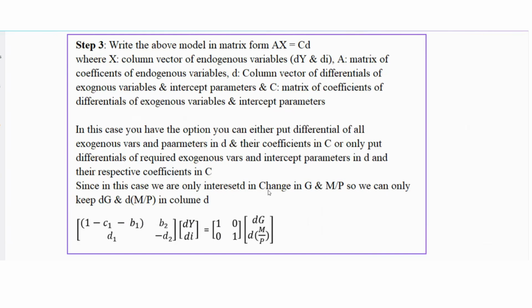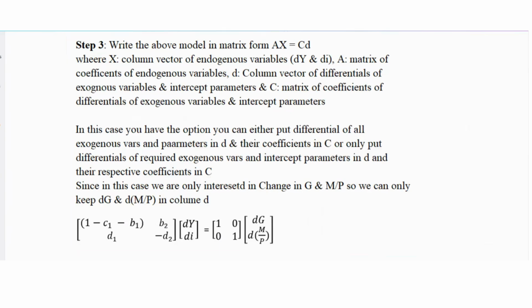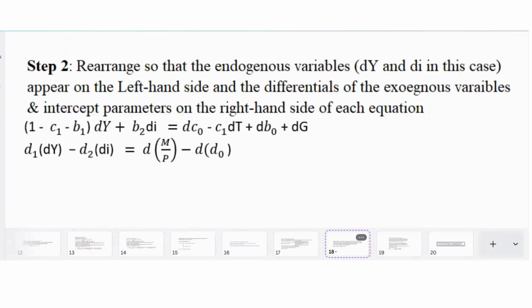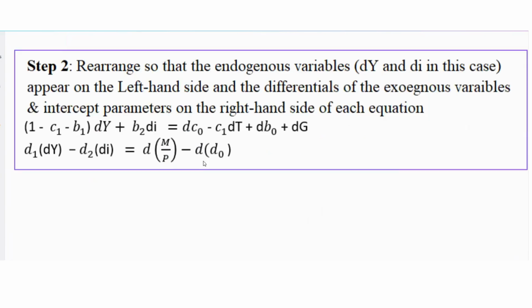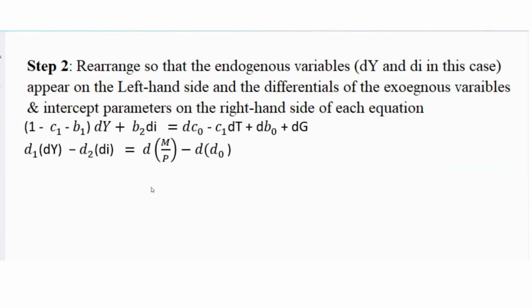In this case, we're interested in changes in G and M, real money supply. So we want to see that when government spending and real money supply change, how does that affect equilibrium Y and I? So since we're only interested in changes in G and M by P, in column D we can only put the differentials of the exogenous variables and intercept parameters we're interested in. So instead of putting all the differentials that are on the right hand side, we can just put the ones that are required, which are dg and dm by p, right?